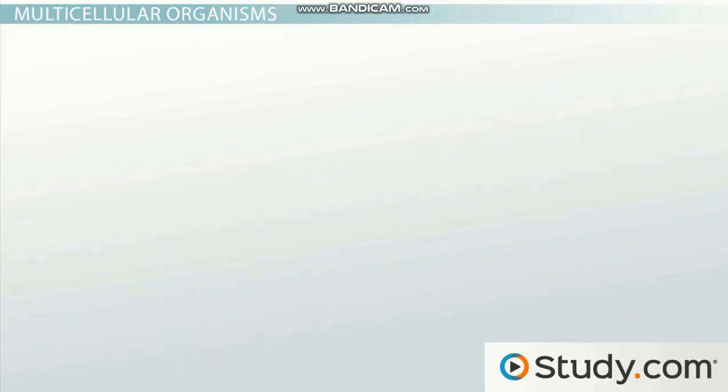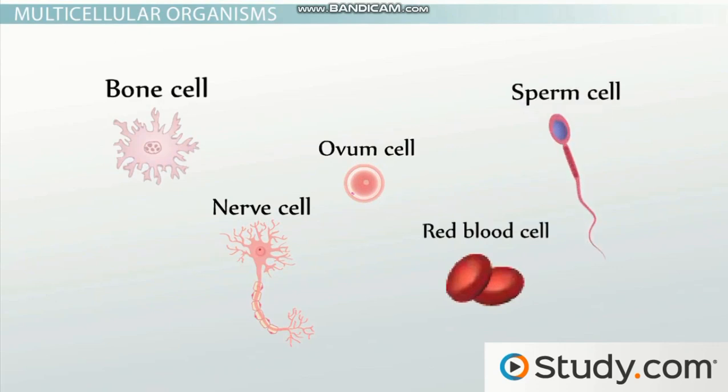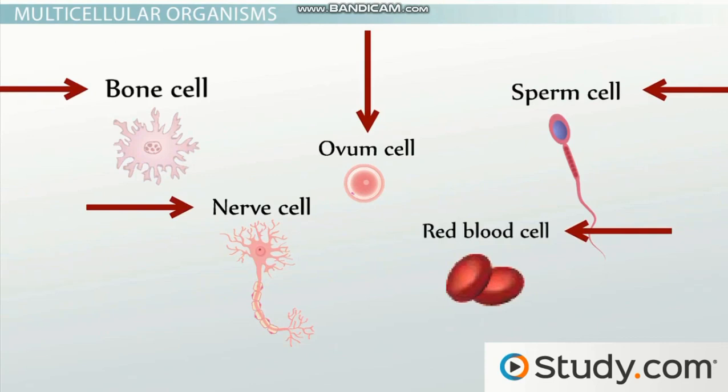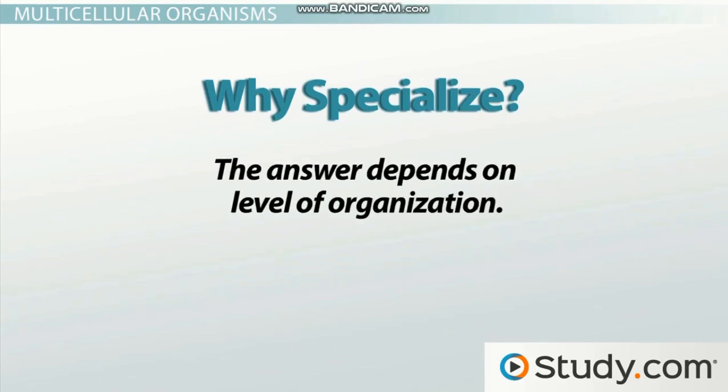By contrast, a multicellular organism is made up of many cells that are dependent on each other to perform these essential functions as a group. The cells have divided up the labor, and each cell has become specialized to perform a specific task. This specialization is a key characteristic of multicellular organisms. But why specialize? If a cell cannot perform all essential functions on its own, doesn't that limit what it can do? The answer to this question really depends on the level of organization that you're looking at. And there are several levels of organization within an organism.